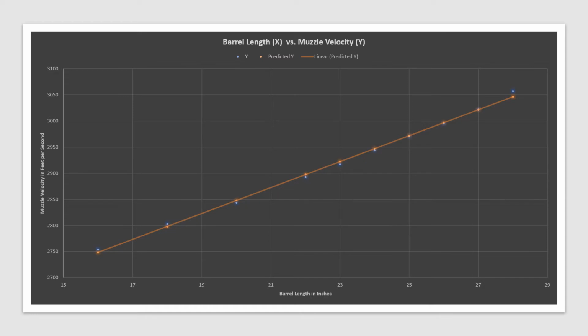There's a clear linear relationship between these two statistics, that is the muzzle velocity and the barrel length. And we can see that there's roughly a 30 to 35 feet per second increase per inch of barrel that you're going up.